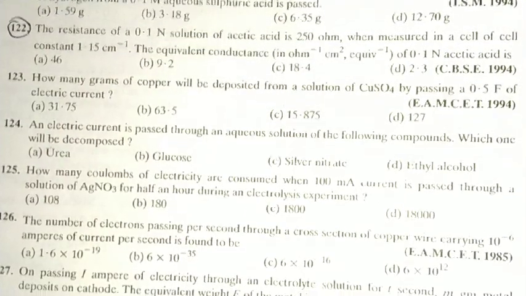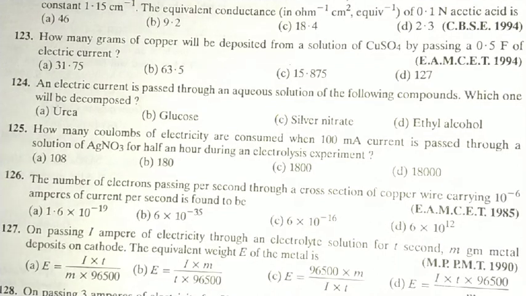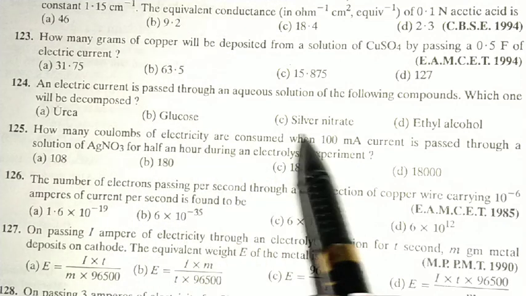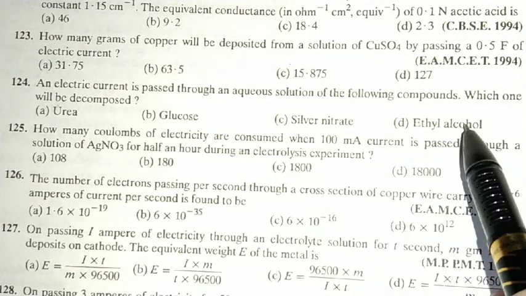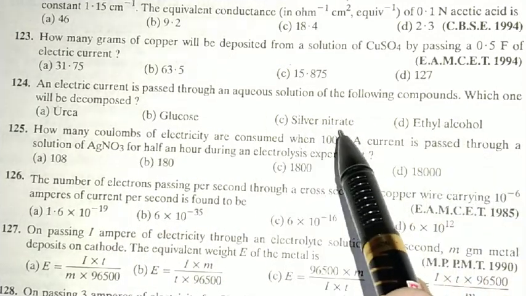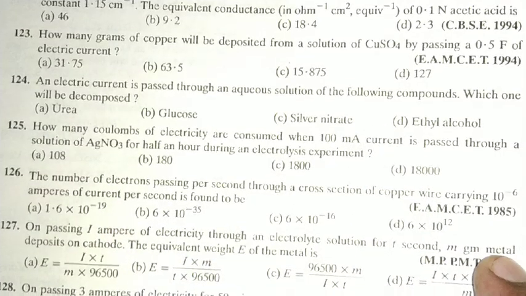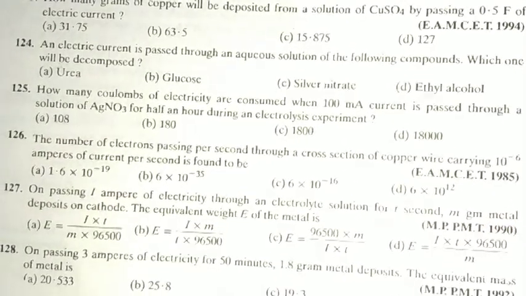Now look at the next question. An electric current is passed through aqueous solution of the following compounds. Which one will decompose? So it is very simple. Which is an electrolyte, that is decomposed; which is a non-electrolyte, that is not decomposed. If you observe, urea, glucose, silver nitrate, ethyl alcohol. So among all, which is the dissociating compound? Silver nitrate, because it is an electrolyte. The remaining three are non-electrolytes. Direct question.